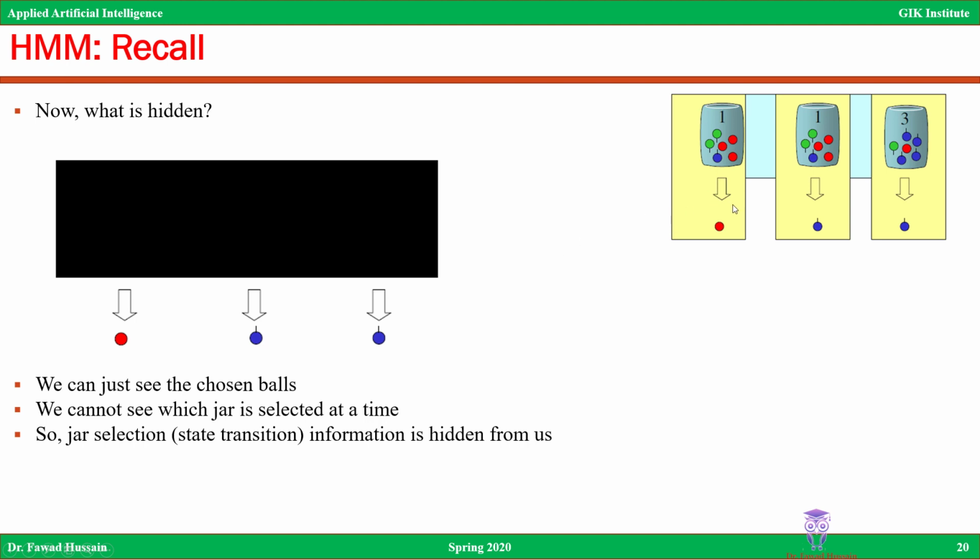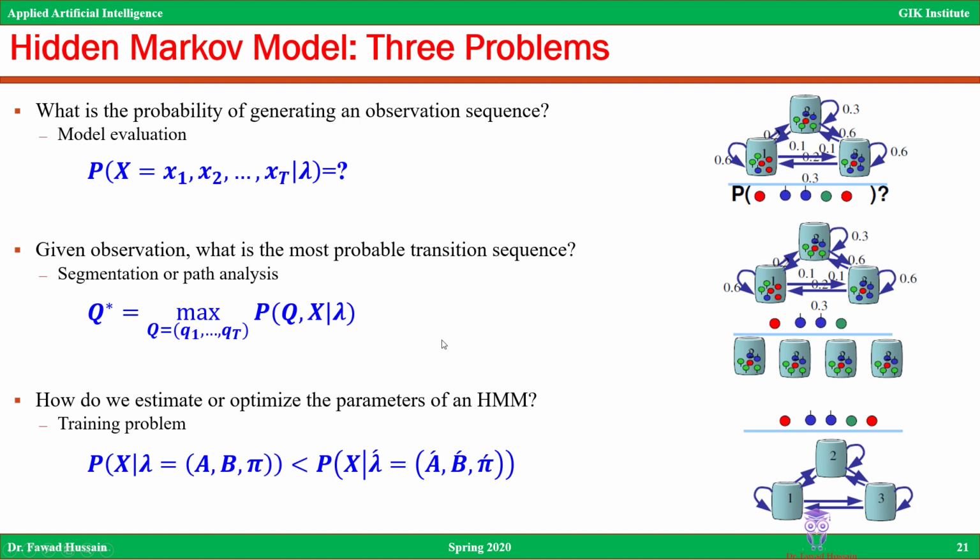This was the simple Markov problem, and we said that the hidden Markov problem is that you are given the sequence of events and you are asked to find the most probable jars from which these colored balls were selected. So using this, let's move on and look at the three algorithms that are mainly used in hidden Markov models.